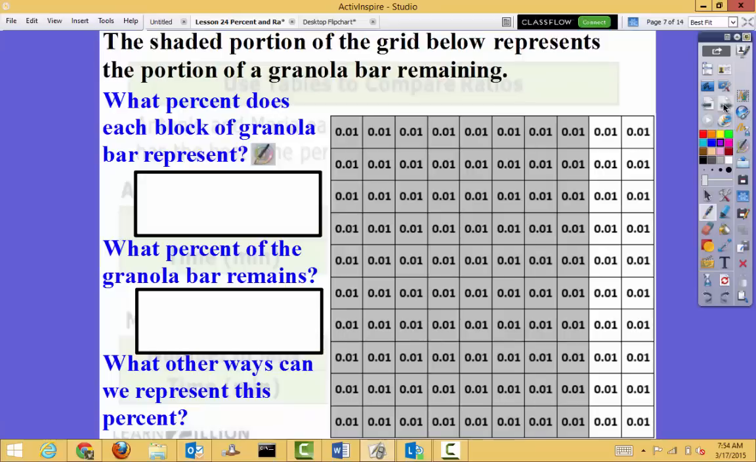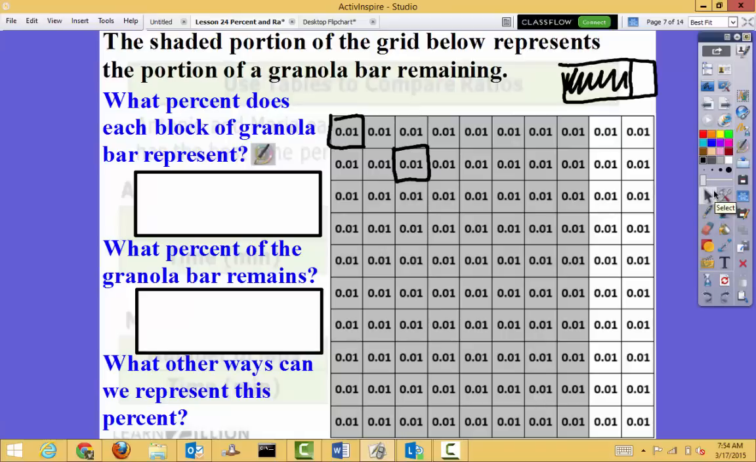Alright, let's continue on. So here we have a different problem. The shaded portion below represents the portion of a granola bar remaining. So we have some kind of granola bar that we start out with, and I've eaten a tiny portion of it. My shaded part is whatever I have left. So what percent does each block of granola bar represent? Each part is each individual portion, so each individual square.